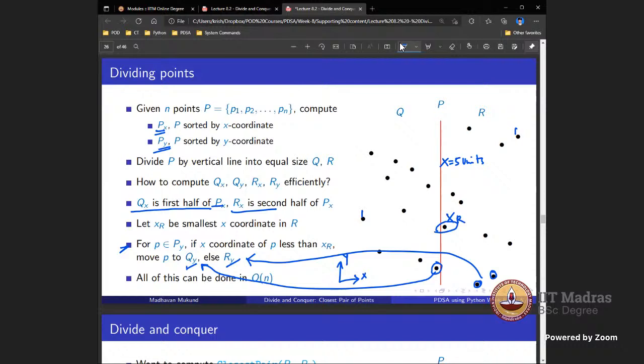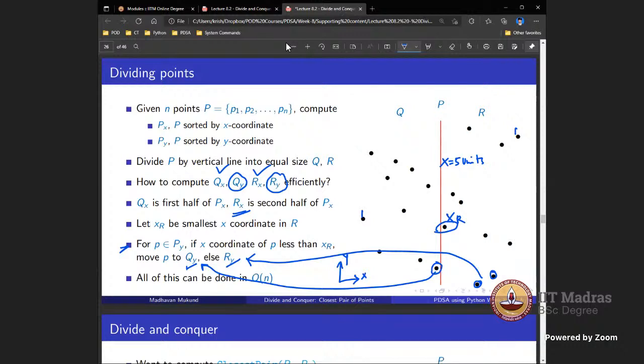Up to this, it is clear. So far, what we have done is only for QX and RX. We know them. Still, I want to find QY and RY. I don't know QY, I don't know RY. That is the splitting region here. You already know RX. If it is in ascending order, the first point is XR. QX is the first part of PX.